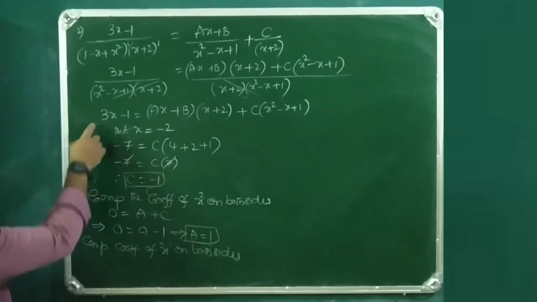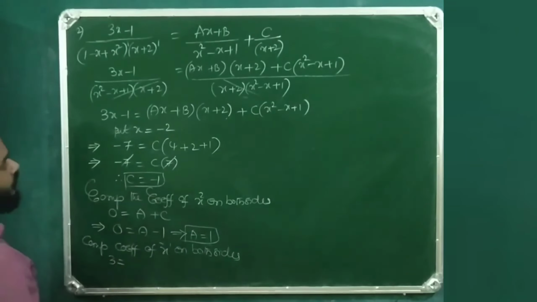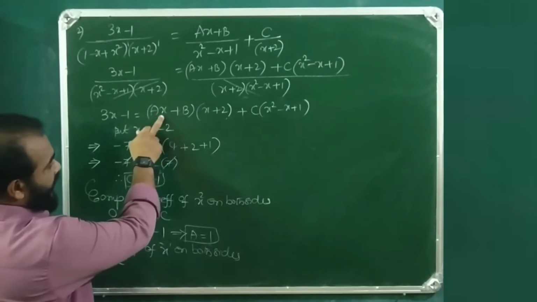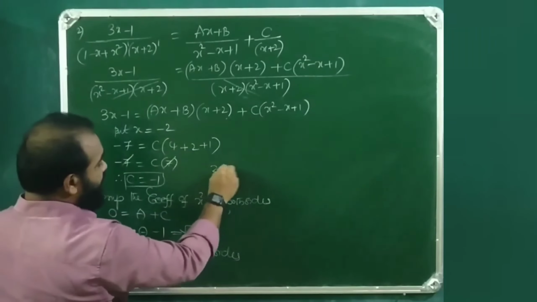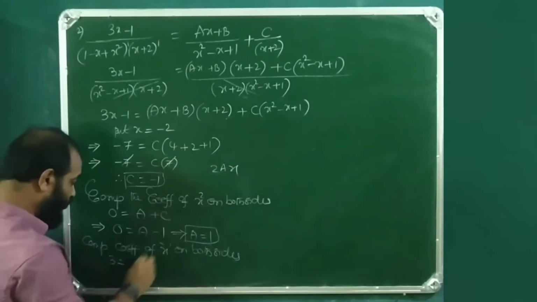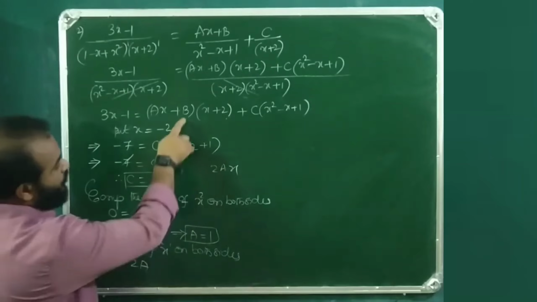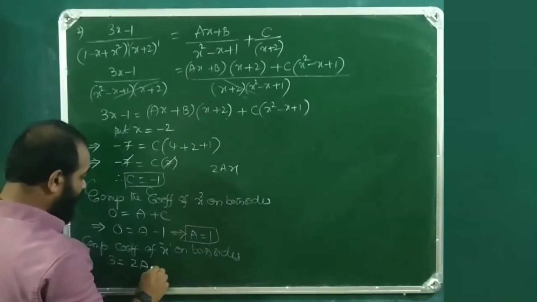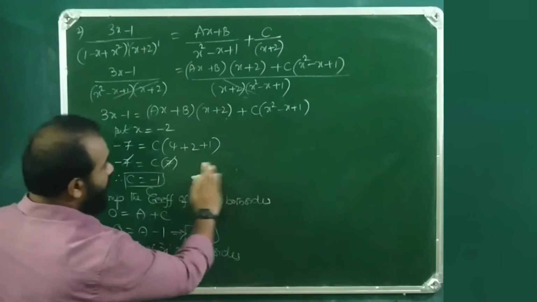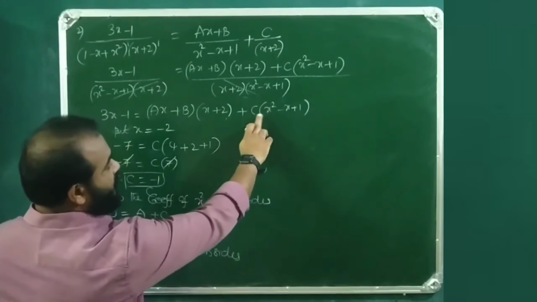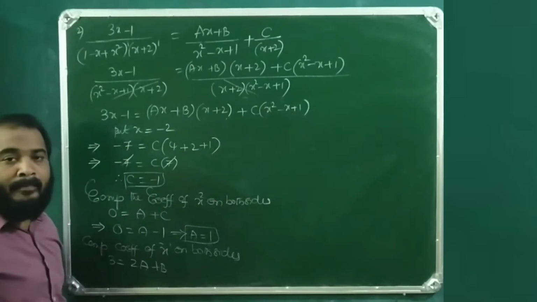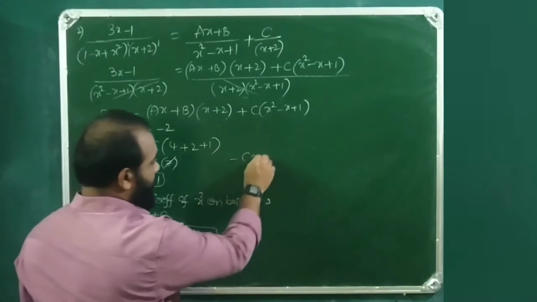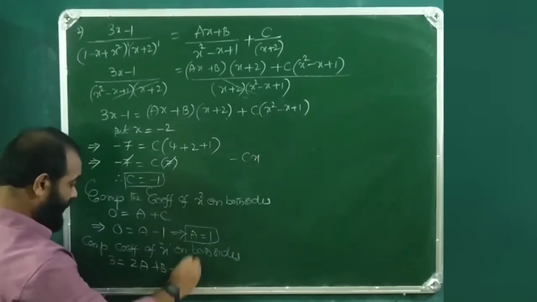So here x coefficient is 3. Here a into x times 2 is 2ax, so the x coefficient is 2a. Then b into x is bx, so the x coefficient is b. Next, c into x square is cx square, and c into minus x is minus cx, so the x coefficient is minus c.